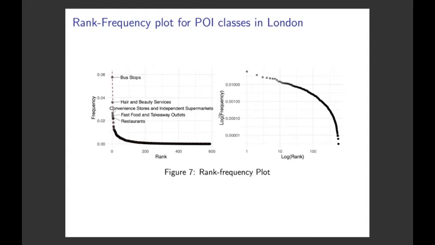And when we took the logarithm for both rank and frequency, you'll see that basically most of this distribution follows a straight line. This is similar to the Zipf's law we found in natural languages.